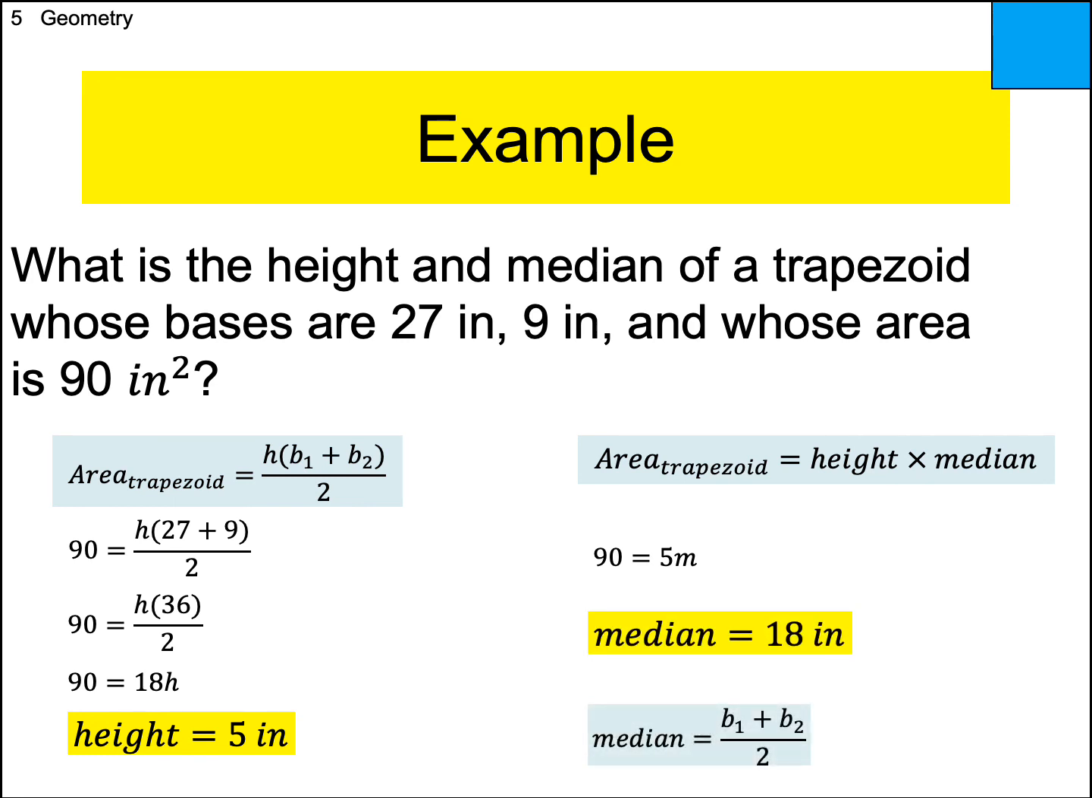And for those of you that were on the ball, remember the median was defined as base 1 plus base 2 divided by 2. And look at the left side, well, we already did that. That was 27 plus 9 divided by 2. 27 plus 9 divided by 2 was 18. So in either way, whichever one of those you wanted to use, you still got to the same answer, which was 18 inches.